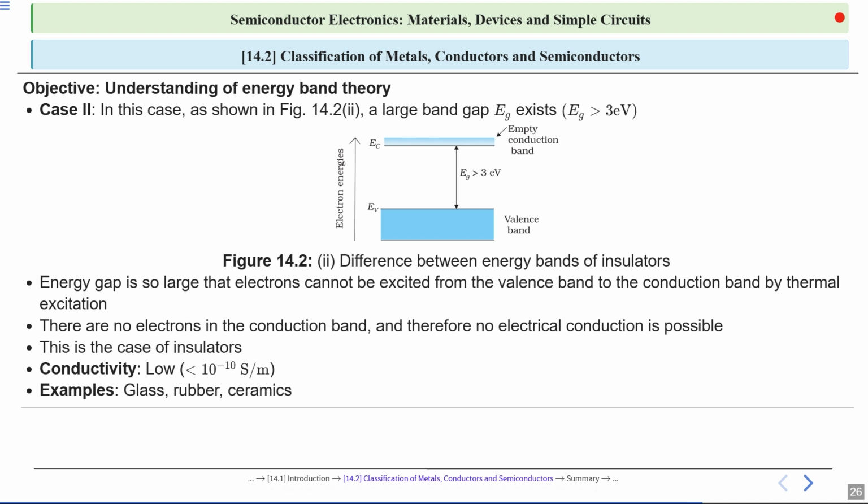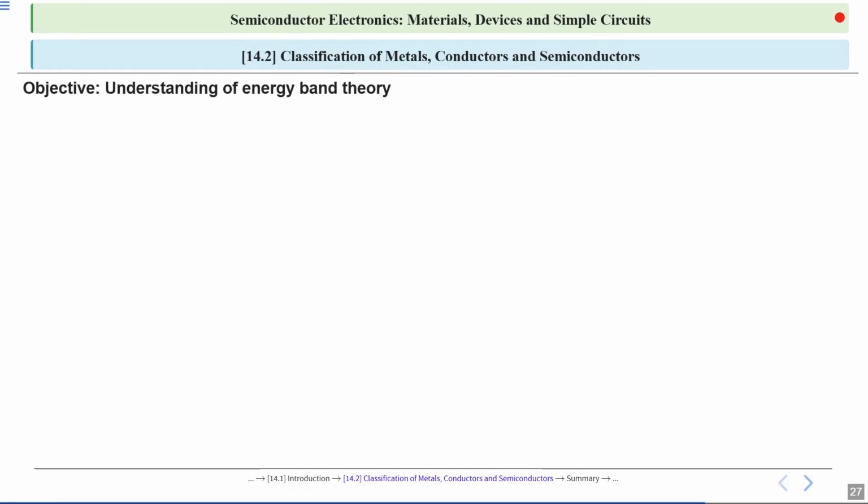The materials glass, rubber, and ceramics are examples of non-conductive substances. They do not allow electric current to pass through them easily.